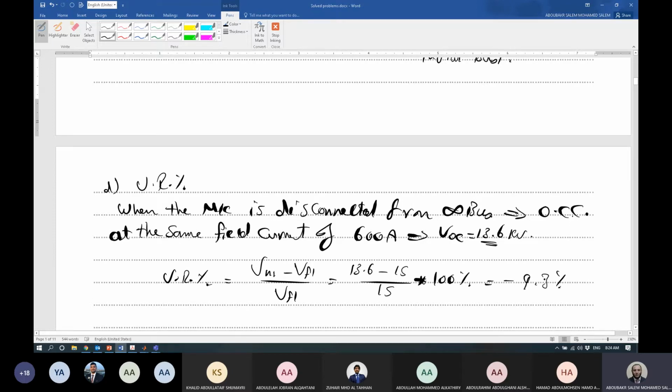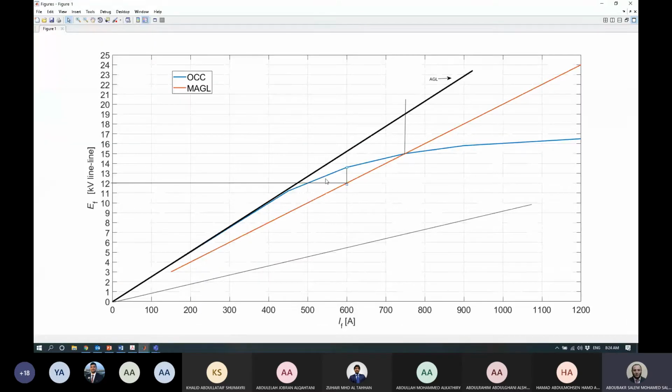9.3%. Why is it negative in this case? Because, as you can see on the curve, we are now working at a point which is less than the rated voltage. Why? Because we are now in under excitation. This is considered under excitation because the field current is small and the generator is leading. So this is right.